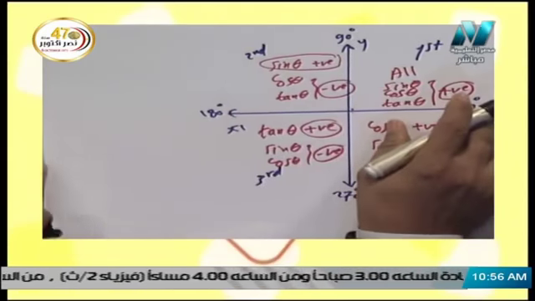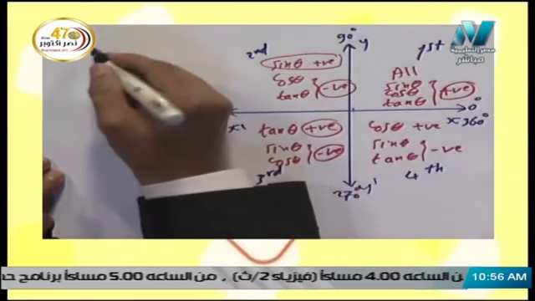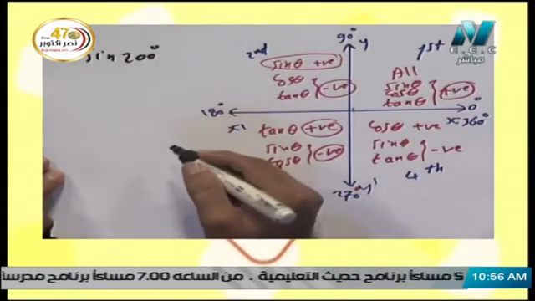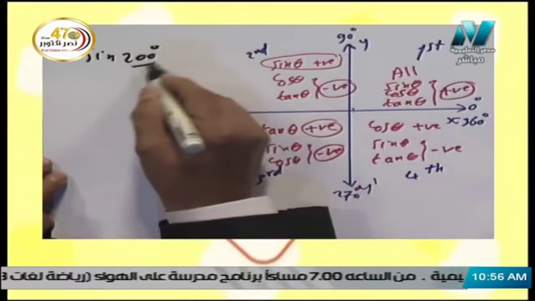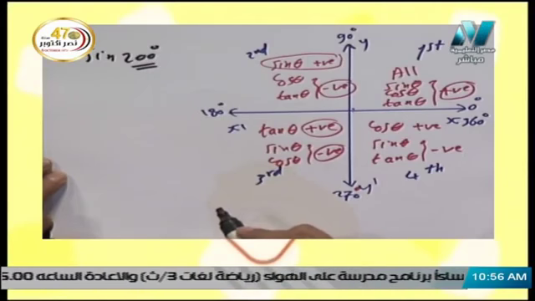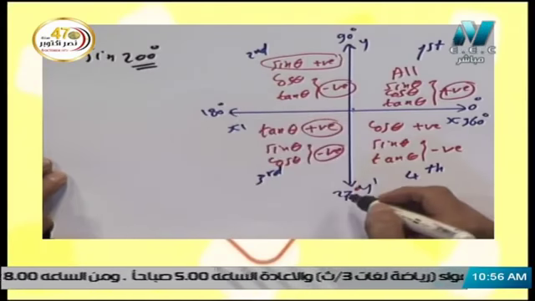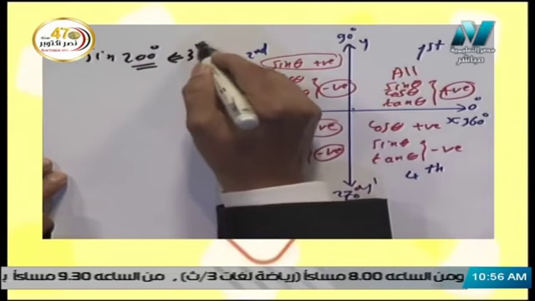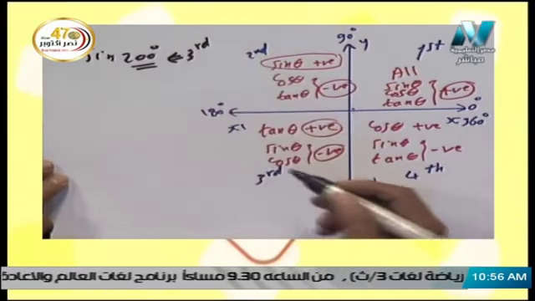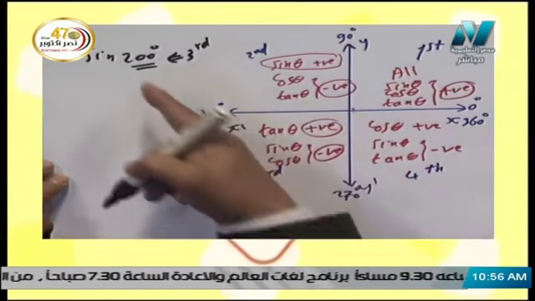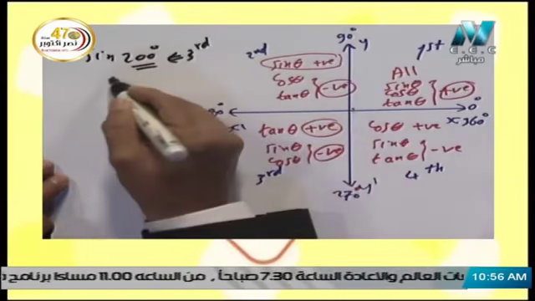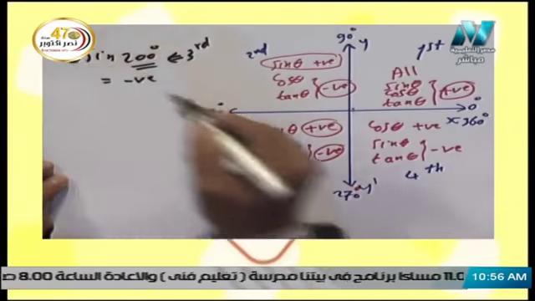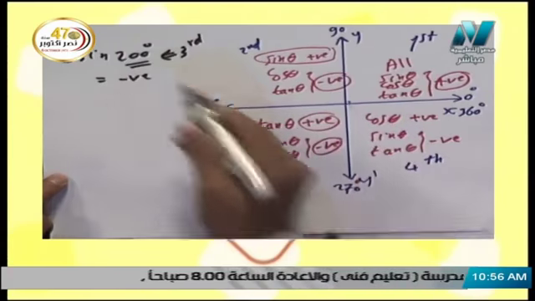Okay, so if someone asks us about the sign of a function, as an example, sine 200 degrees. Where is it? We know that 200 lies between 180 and 270, so it lies in the third quadrant. In the third quadrant, we know that sine is negative here, so sine 200 is negative, of course.